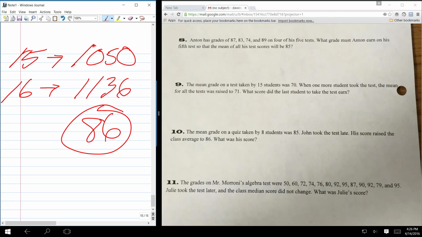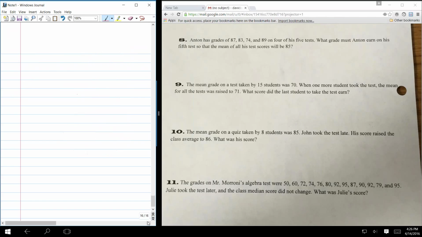So 10, we got time to do 10 since it's pretty straightforward. Tell me how you would do 10. Start the finish. Get the average of the total scores of the 8 students, which would be 8 times 85. What's that number? 680.